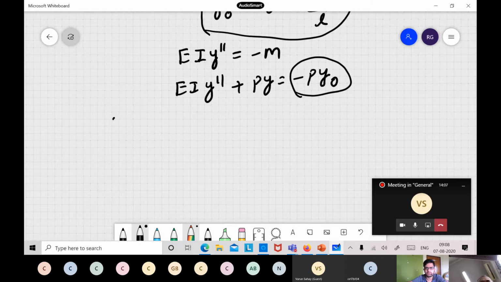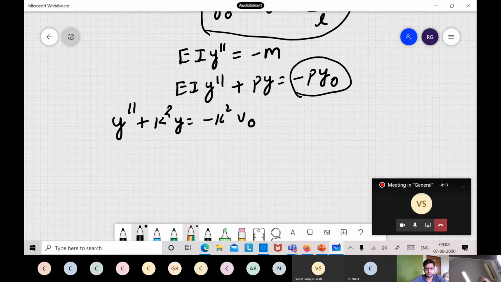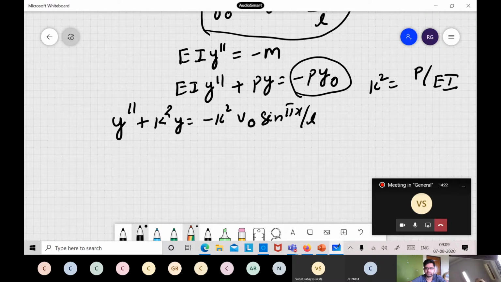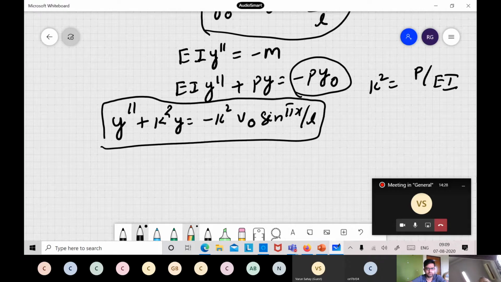If you write it nicely, y double dash plus k square times y minus k square v naught sine pi x by l, where k square is P by EI. This is how we write our differential equation. Now the only problem is that this is an ordinary differential equation, second order and degree 1, but the right hand side is not equal to 0. So it is basically an inhomogeneous equation.